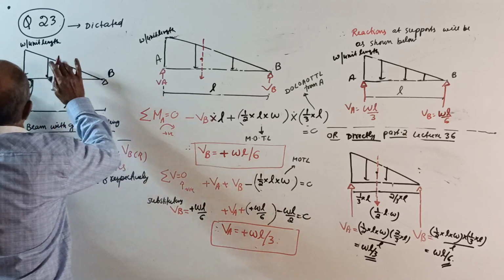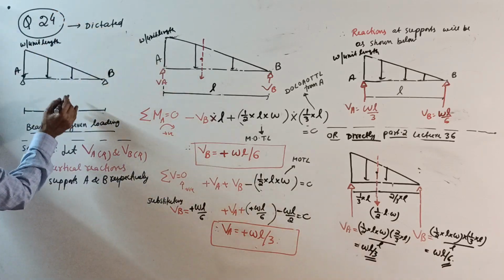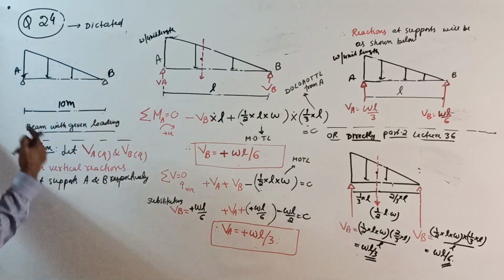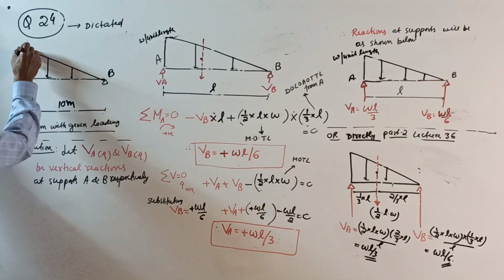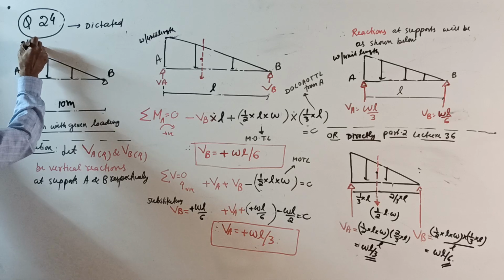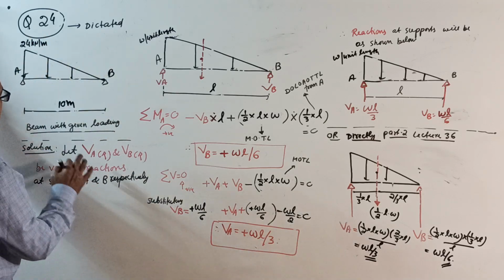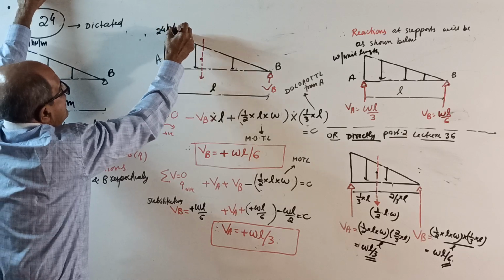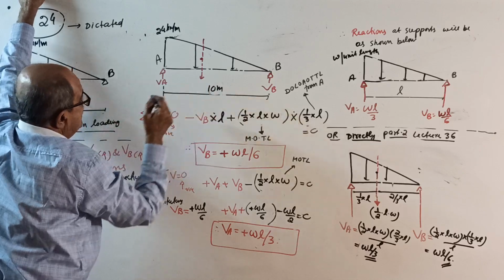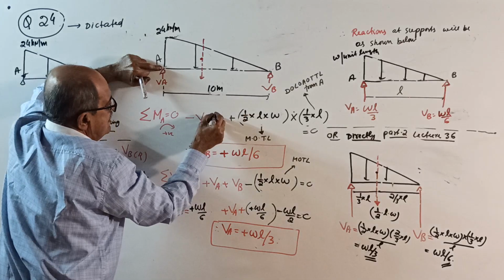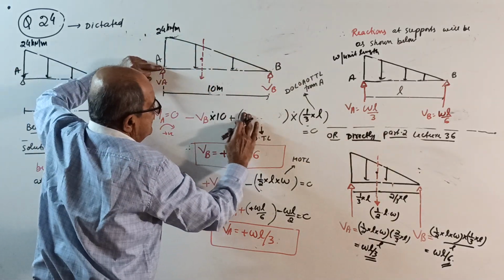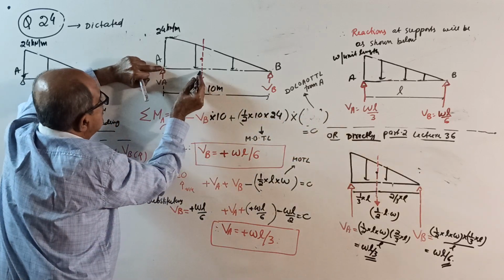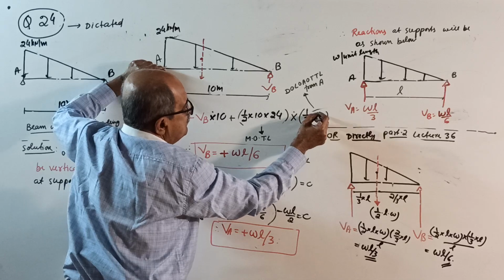Now, last question, 24. I will do it here only. 24. A simply supported beam of span 10 meter is loaded by a uniformly varying load which has intensity of 0 at right end and maximum of 24 kN per meter at left end. I am avoiding the fractions. Find reactions. Now you write all the statements: this is 24 kN per meter, that is 0, span is 10 meter. Take moment about A. Minus VB into 10 plus half into 10 into 24, the total load, into the distance of the line of action, 1 third of 10, equal to 0.